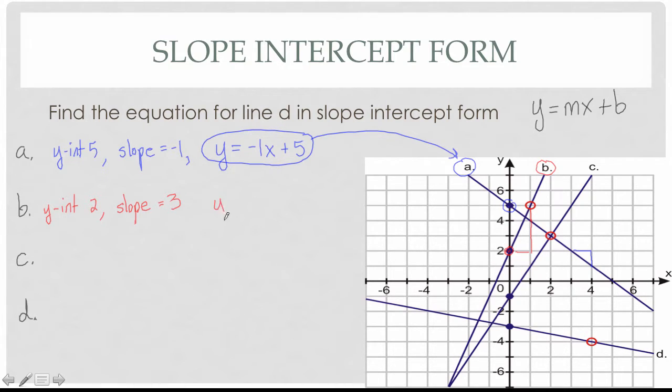So the equation for b is y equals 3x. It's increasing by 3 over and over and over again, but we start at a y value of 2.